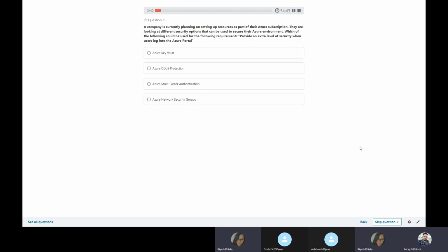Tell me, guys. Provide the extra level of security when users log into the Azure portal. Multi-factor Azure authentication.